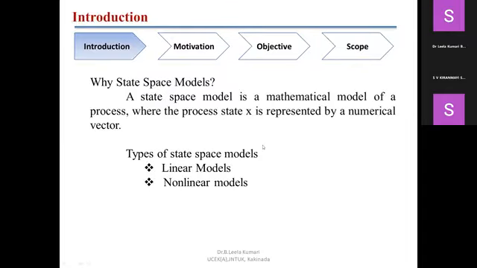So we can use this state space model as a mathematical tool for many applications. We have two different state space models: linear models as well as non-linear state space models. Based on what type of system it is, whether a linear system or a non-linear system, we can adopt the linear or the non-linear state space model approach.